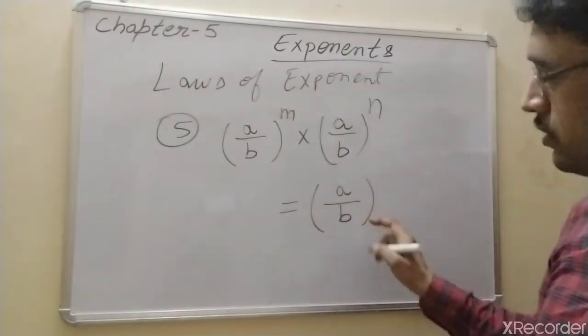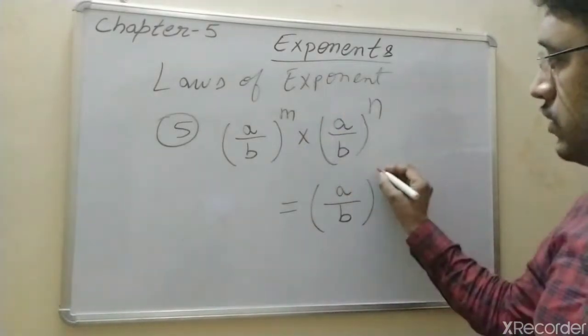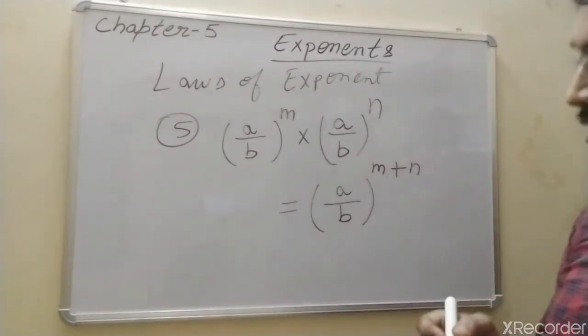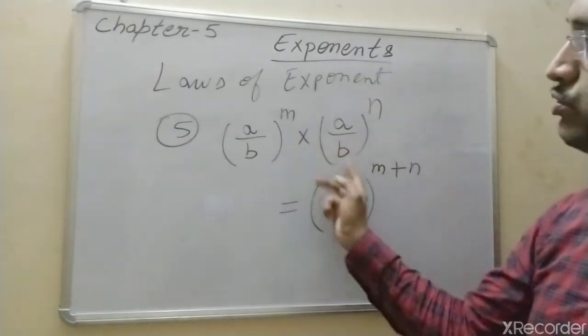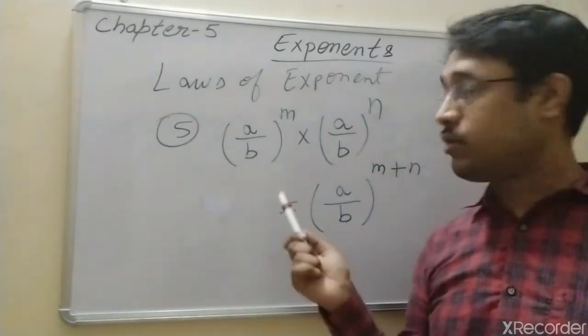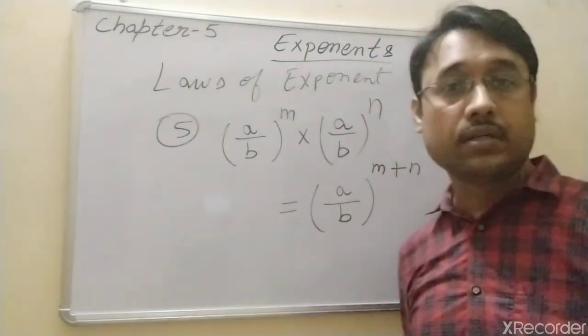In the result, the base is a by b only and the exponents you have to add. When we are doing this, when the base is the same, then add the powers. If you are multiplying the numbers, then only add the powers and keep the base the same, a by b. Okay.